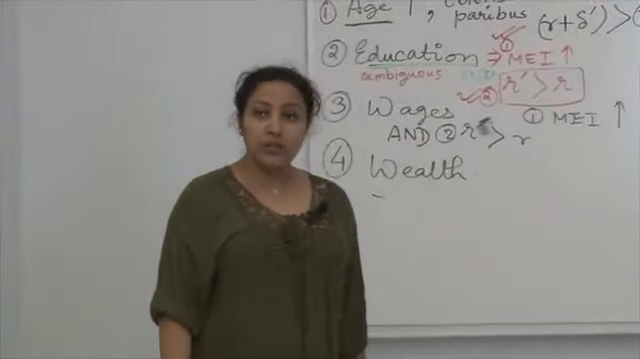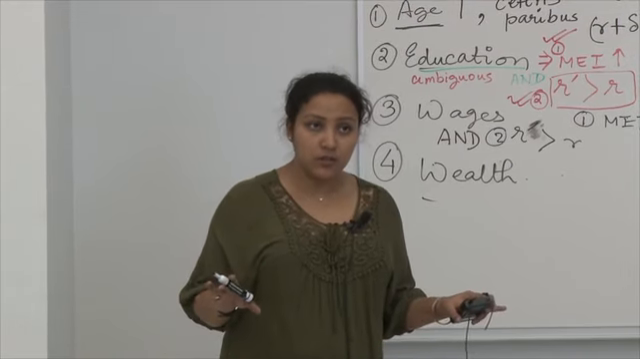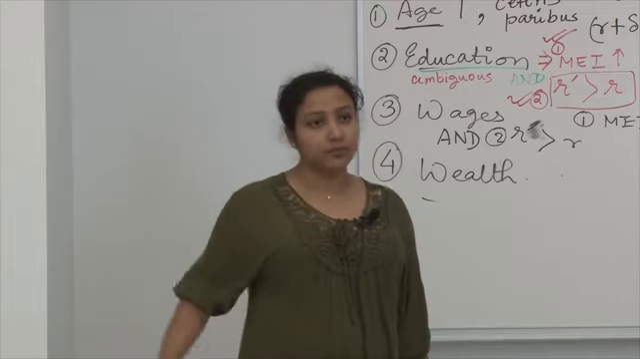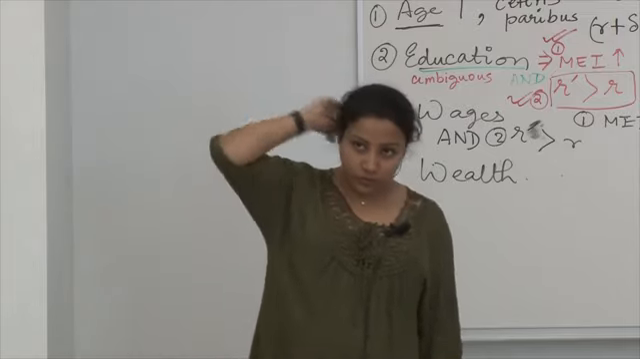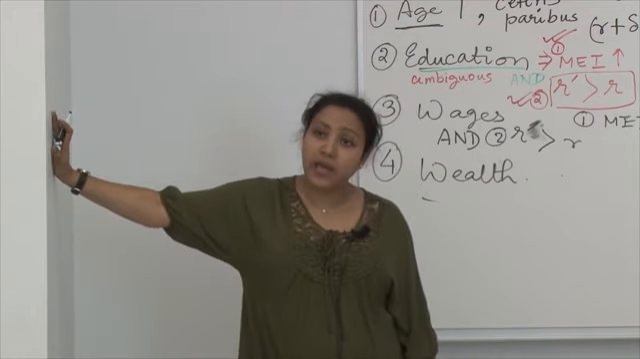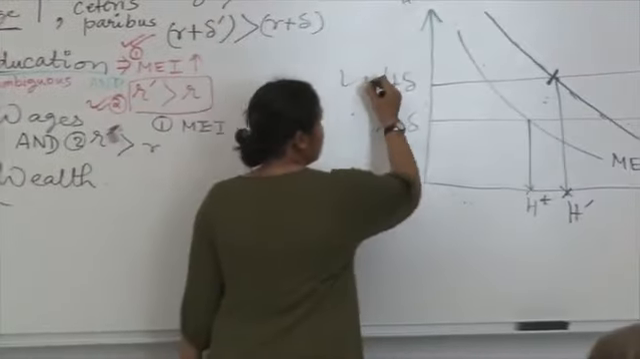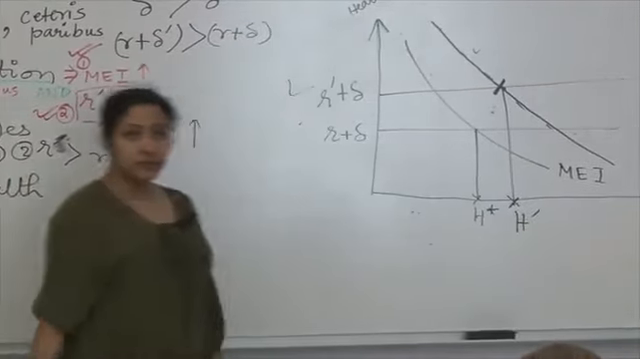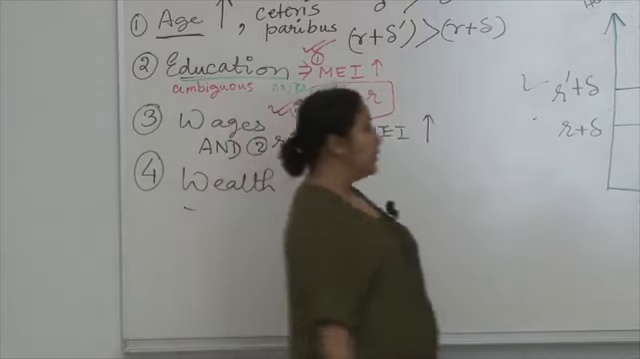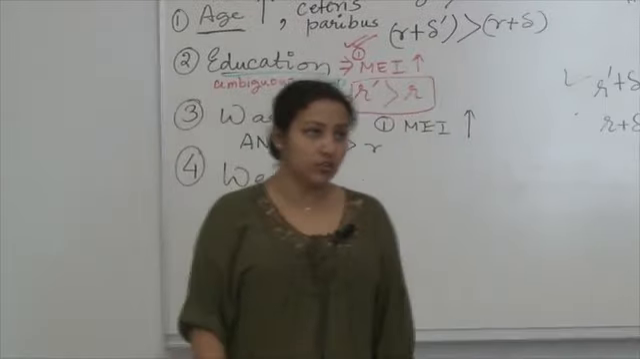So, the possibility of ambiguity is there in the case of higher wages, but it is less than in the case of education, to answer your question. Theoretically you may have an ambiguous effect, you may have this or you may have that. But practically, the possibility of having both together is more than in the case of education.